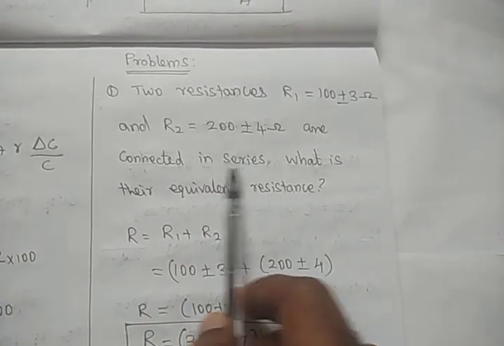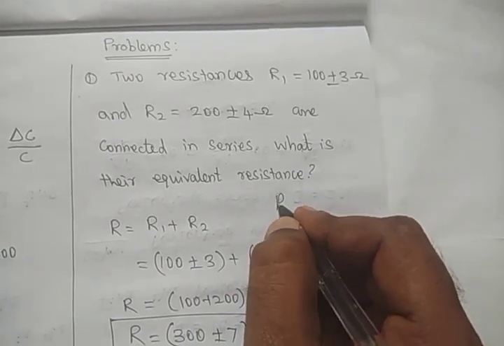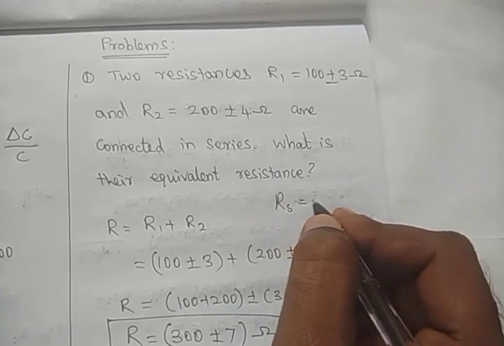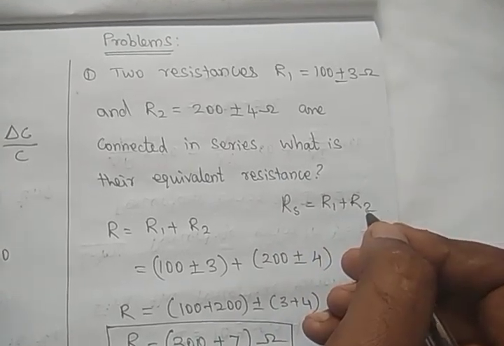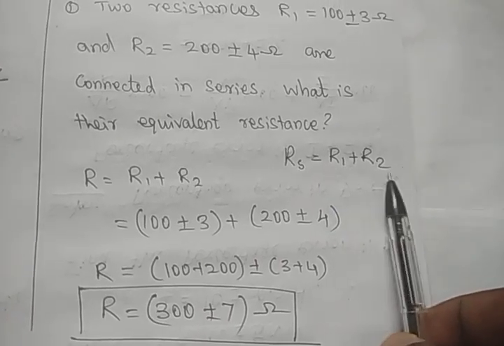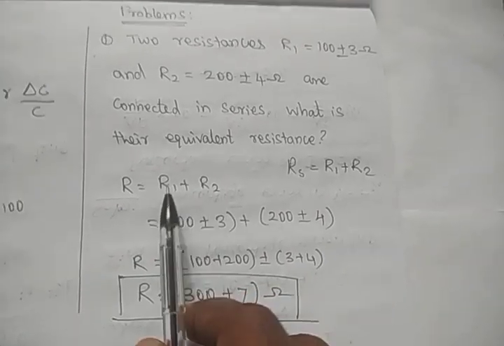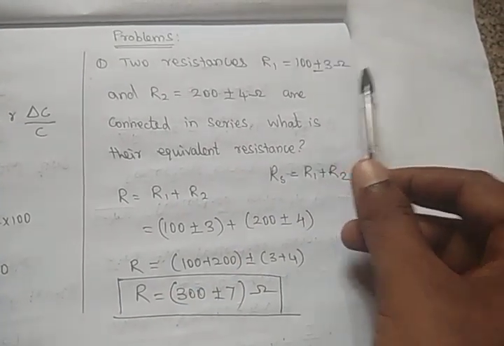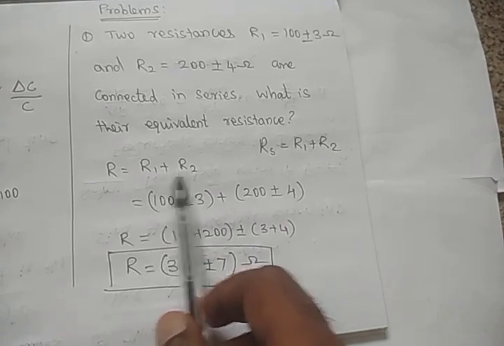These two are connected in series. We already studied in 10th standard that if two resistors are connected in series, Rs is equal to R1 plus R2. For series connection, we have to do direct addition. That is R is equal to R1 plus R2. So what is the R? R1 is 100 plus or minus 3 ohm and R2 is 200 plus or minus 4 ohm. So how do we have to add that?